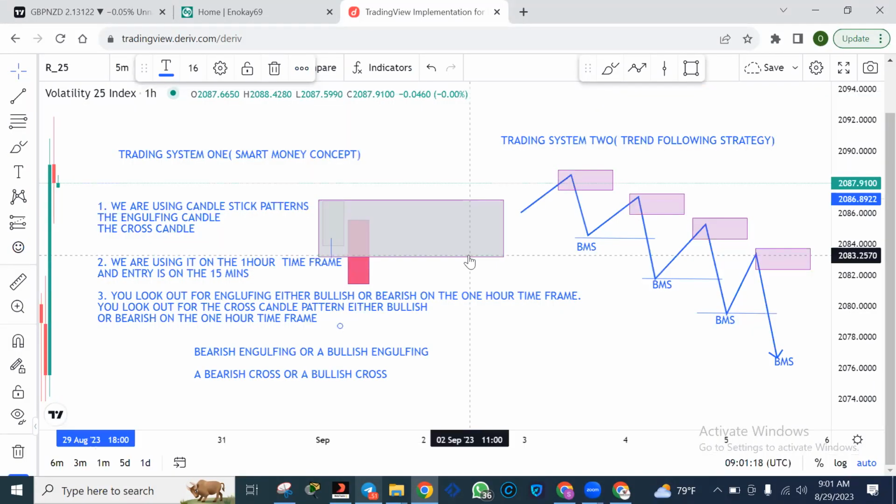Cool. So for the first system we spoke about, it's a multi-time frame system where we said you need to look at the 1 hour time frame first, after which you look at the 15-minute time frame. But what are you using to mark these zones? And so we said we are using specific candle patterns. We talked about the bullish engulfing, the bearish engulfing.